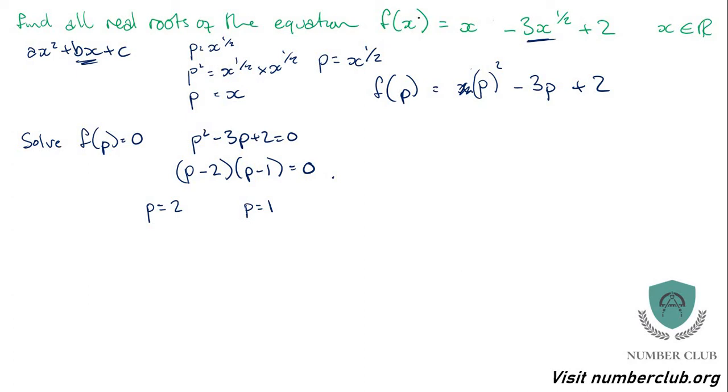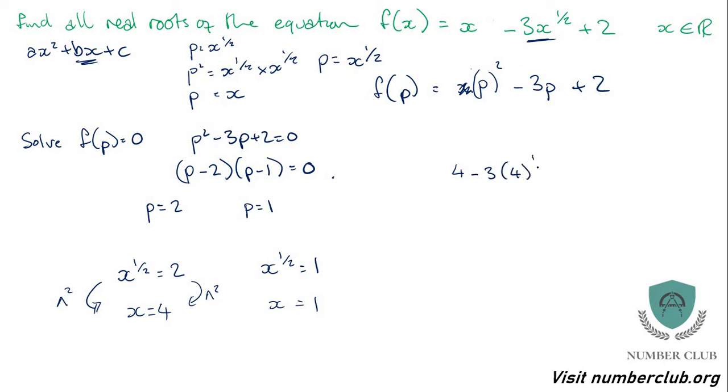And we're going to use this to solve f of x, because p was equal to x to the power of a half. So we had x to the power of a half equals 2, and x to the power of a half equals 1. Now, we can square this, so we can raise it to the power of 2, and we find that x equals 4. We can do the same here, and find that x equals 1. You can try it out if you want to. You can plug 4 into that: 4, take away 3 lots of 4 to the power of a half, plus 2, which is 4, take away 3 lots of 2 plus 2, which is 4, take away 6 plus 2, which is 0.